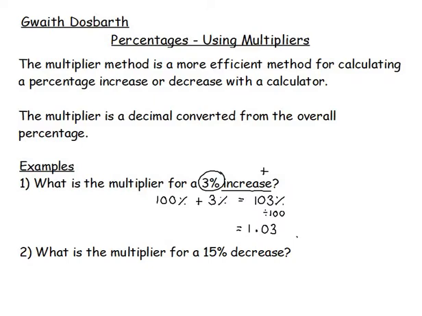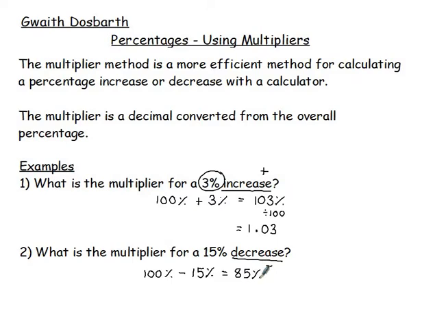Question two, what is the multiplier for a 15% decrease? So remember, when we're decreasing something, we start with that 100%, you'd work out the 15% and subtract it. So again, decrease, you want to take away. So you always start with your 100%. We are subtracting because we're decreasing, and we're going to take away 15%. 100 take away 15 gives you 85%.